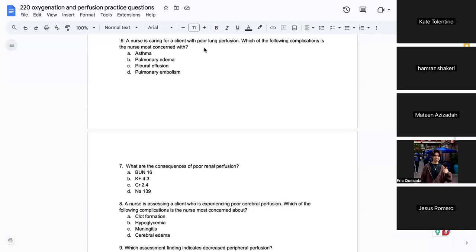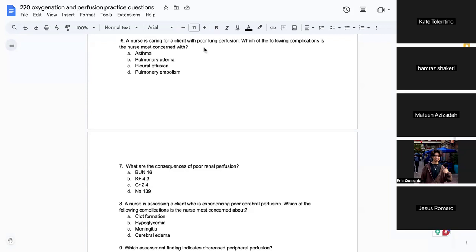So we know that blood goes from the right side of the heart to the lungs to get exchanged for oxygen, and then it comes back to the left side of the heart. So when you have poor perfusion in the lungs, where deoxygenated blood is being exchanged for oxygenated blood, it's saying that you're getting blood to the lungs, but it's just not perfusing well.